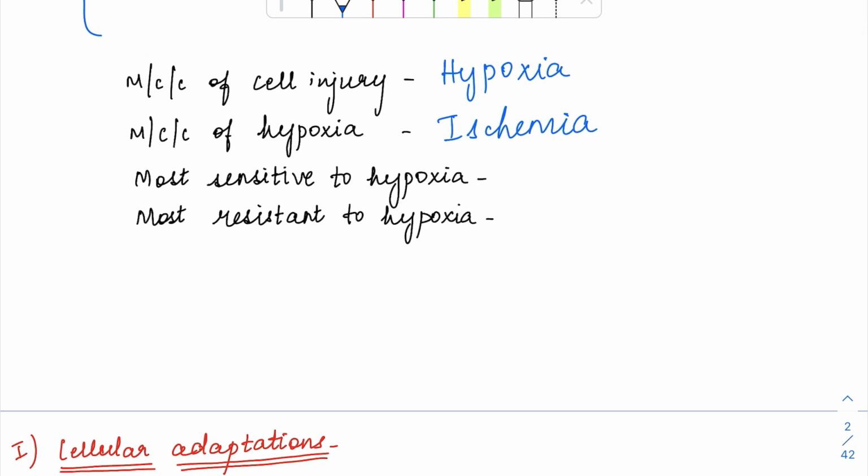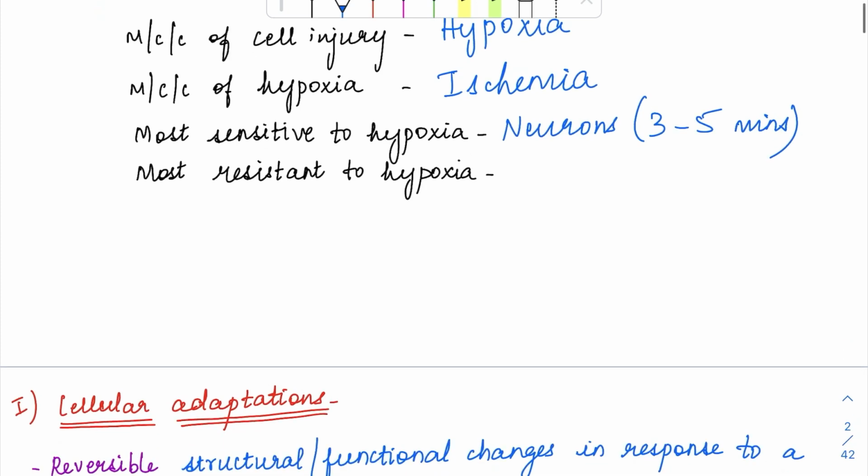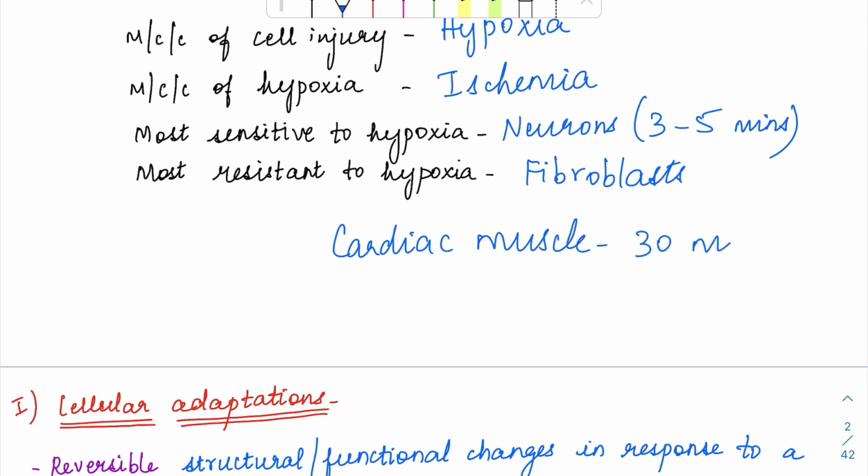So what are the organs which are quite sensitive to hypoxia? The most sensitive tissue to hypoxia will be neurons. They can withstand hypoxia only for about 3 to 5 minutes. After that, they are going to undergo irreversible cell injury. Then the most resistant tissue to hypoxia will be fibroblasts. And cardiac muscle is usually sensitive to hypoxia for up to 30 minutes, after which they will undergo irreversible cell injury. So myocardial infarction, you are supposed to treat it within half an hour. So if they come within 30 minutes, in that case you can reverse the injury. Okay.